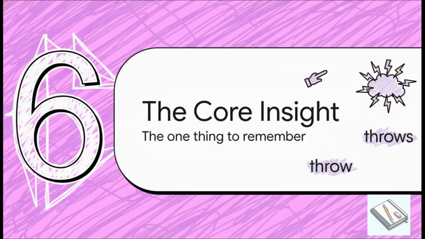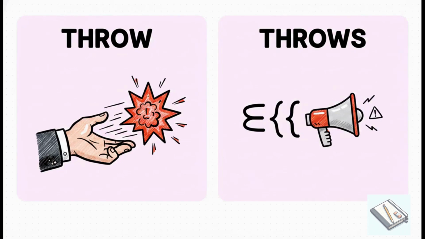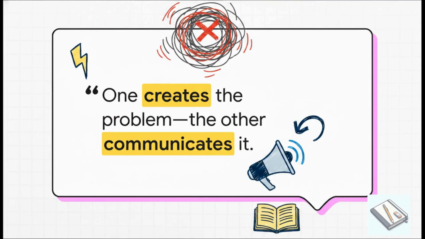Okay, if you only remember one single thing from our time together today, please let it be this. This is the core idea that makes it all click into place. It's this simple. Throw is used to generate an exception. It's the action. It's what makes the problem happen. Throws is used to declare that a method might generate an exception. It's the announcement. One creates, the other communicates. This is the mantra. Throw creates the problem, throws communicates it. If you can burn that into your brain, you will never mix these two up again.